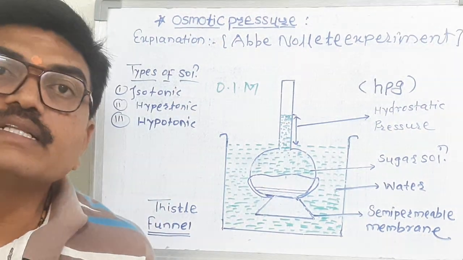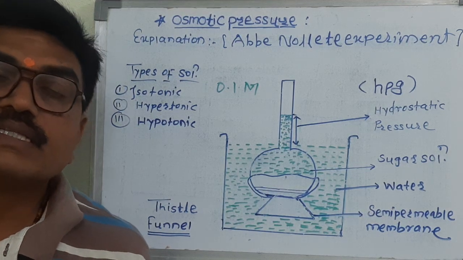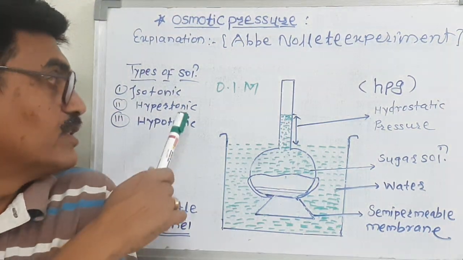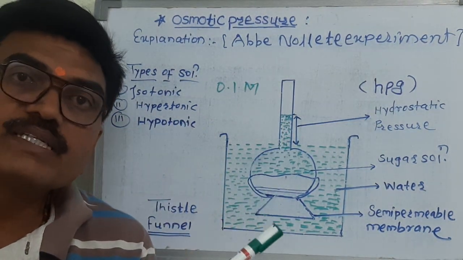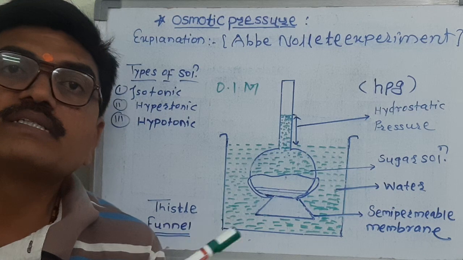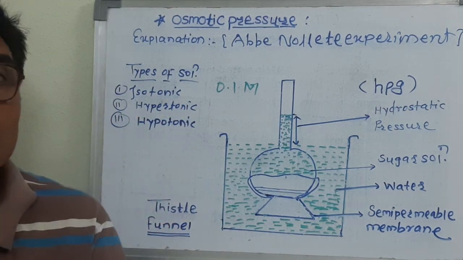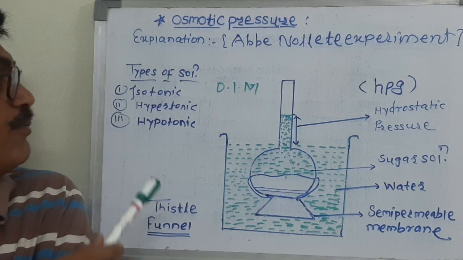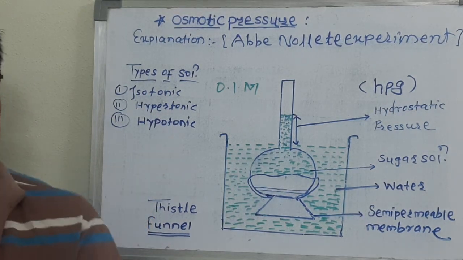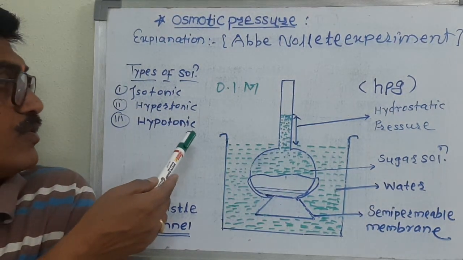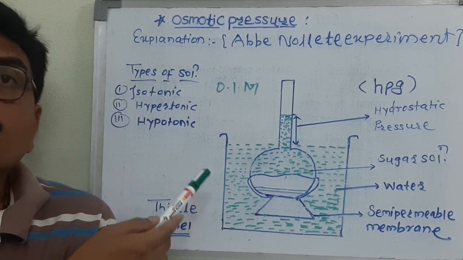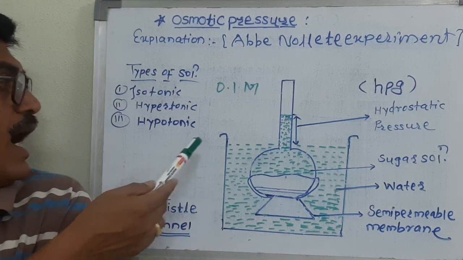The solution which has a higher osmotic pressure than the other is called hypertonic. So remember, the solution which has the higher osmotic pressure than the other. If in this case the sugar or sucrose solution has a higher osmotic pressure than the urea, then that is called hypertonic. And the third type, hypotonic: the solution which has the lower osmotic pressure is called hypotonic. Compared to the sugar solution, if the urea solution has the lower osmotic pressure, at that time that is called the hypotonic solution.